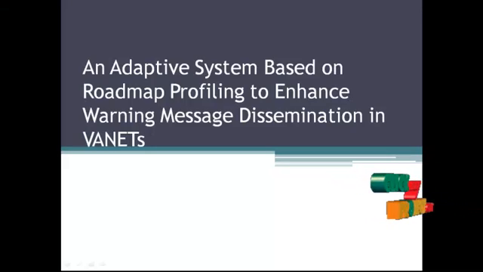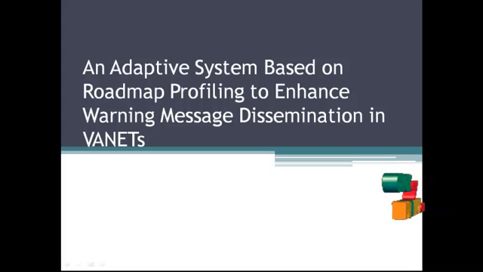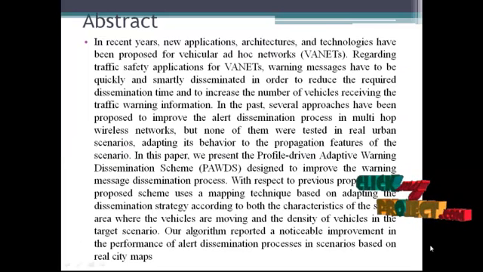In this video, we will present a complete demo of an adaptive system based on roadmap profiling to enhance warning message dissemination in VANets. In recent years, new applications, architectures and technologies have been proposed for vehicular ADAS networks. Regarding traffic safety applications for VANets, warning messages have to be quickly and smartly disseminated in order to reduce the required dissemination time and to increase the number of vehicles receiving the traffic warning information.